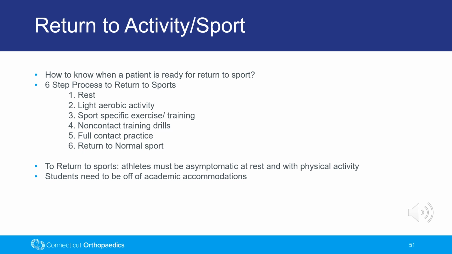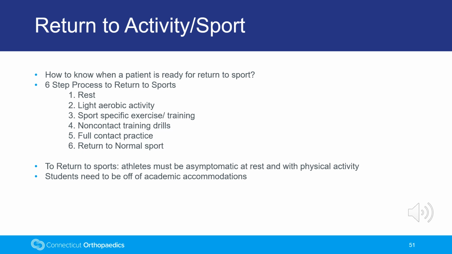There is a 6-step process for returning to sport and is as follows. First step is rest. Second step is light aerobic activity. These first 2 steps are typically started immediately following the concussion protocol. Patients will start with a period of rest. When symptoms begin to resolve, they can begin light aerobic activity such as biking and walking. Step 3 is more sport-specific exercise and training. This is typically when they are cleared by the treating physician to begin higher level activities. This will include strength training, agility, and impact-based activity.